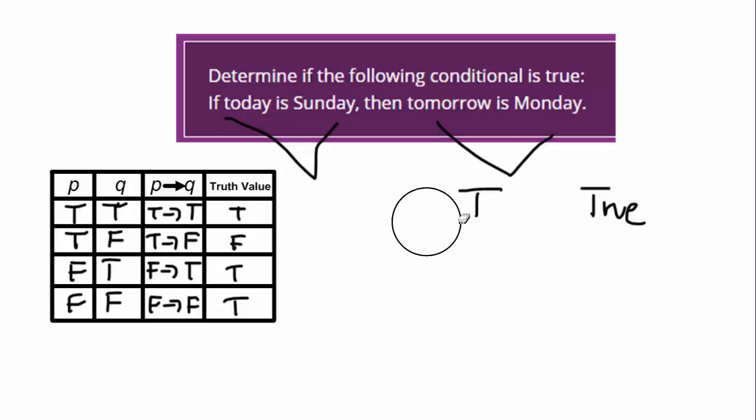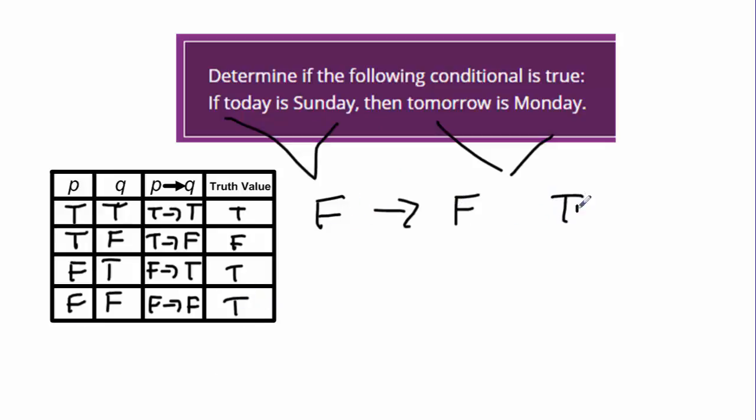Now, let's assume that it is not Sunday. So if today is Sunday, I'm going to put down that it's not Sunday. So I'll say it's false. Right? Today is actually Monday. So it's false that it's Sunday. Well, what's tomorrow? Tomorrow is not Monday. Tomorrow is actually going to be Tuesday for me. So that's also false. And I have a conditional where false implies false, and I know that that would have a truth value of true.